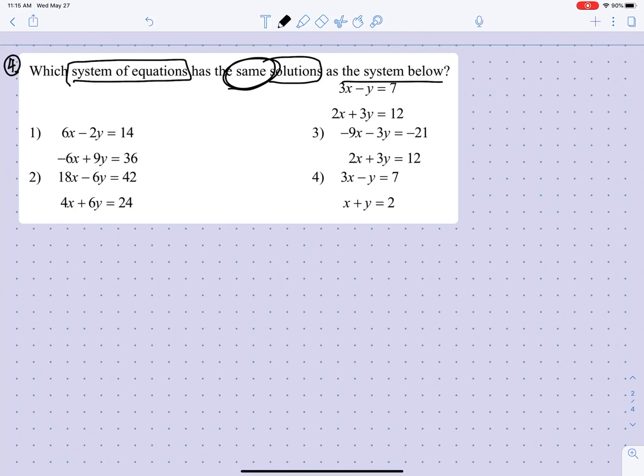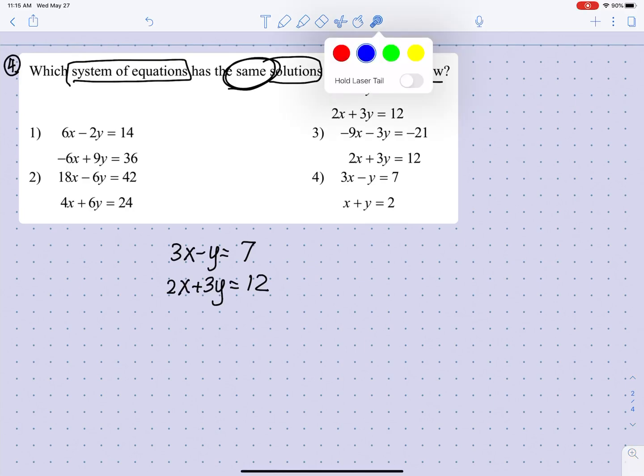Now, first of all, I'm just going to rewrite the original problem. So that's the first equation, linear equation. That's the second linear equation. And so together, this is called the system of equations. Now, if you look at the multiple choices, we have systems of equations. We're looking for which one has the same solution. Well, the method to do a question like this is simply as follows.